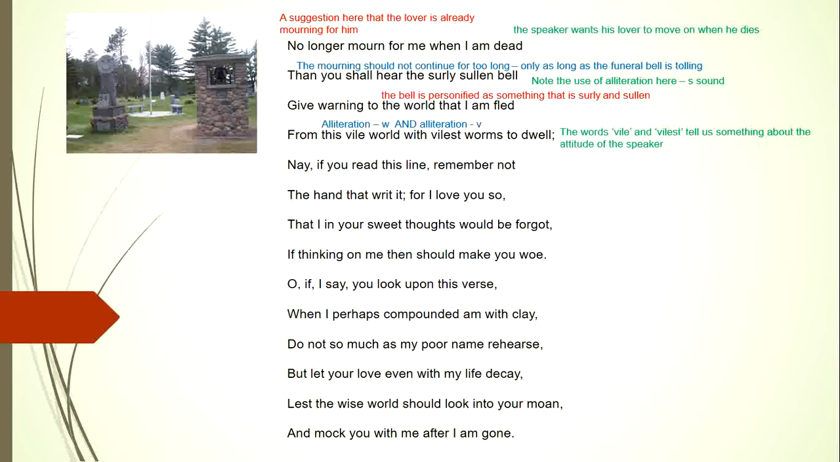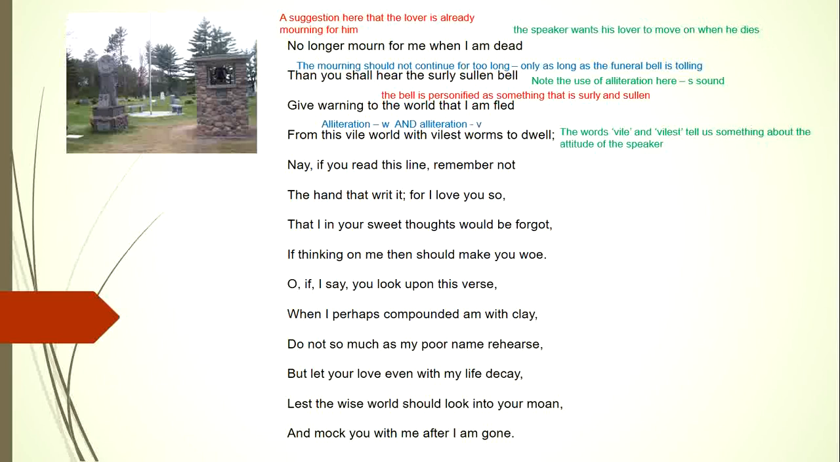As we move into the second quatrain, we'll see that he says there, nay, if you read this line, remember not the hand that writ it. So in other words, if the speaker's lover reads his poetry, he should not remember who wrote it. In other words, he mustn't think of Shakespeare when he reads his poetry. Now, of course, there's a little bit of irony in there, in that if you read someone's poetry, for instance here, Shakespeare's poetry, you're obviously going to think about the poet when you read that poetry. So there's an impossibility in that over there.